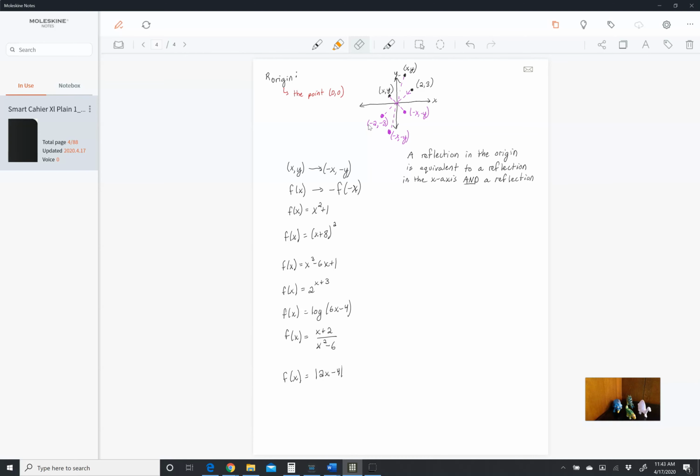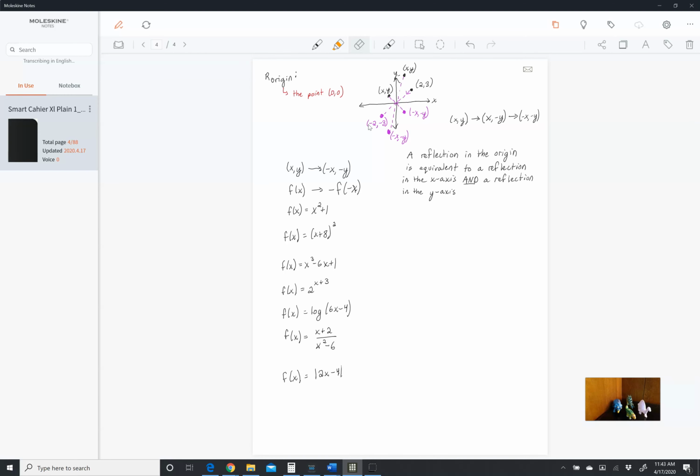Okay, so we reflect in the origin. A reflection in the origin is equivalent to a reflection in the x-axis and a reflection in the y-axis. So just to make what I said clearer, we're taking x, y, and we can reflect it in the x-axis first, which would make it x comma negative y. And then we could take this point and reflect it in the y-axis. And now we get negative x, negative y.